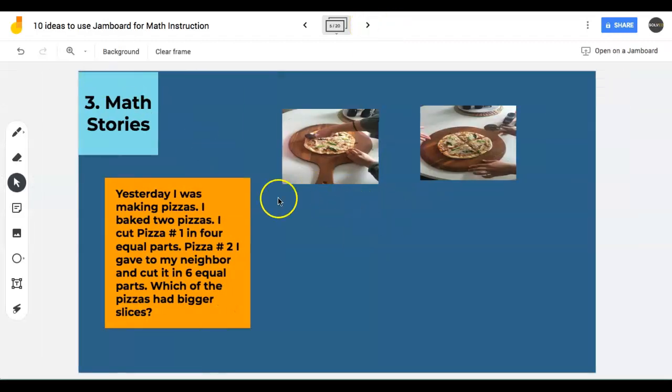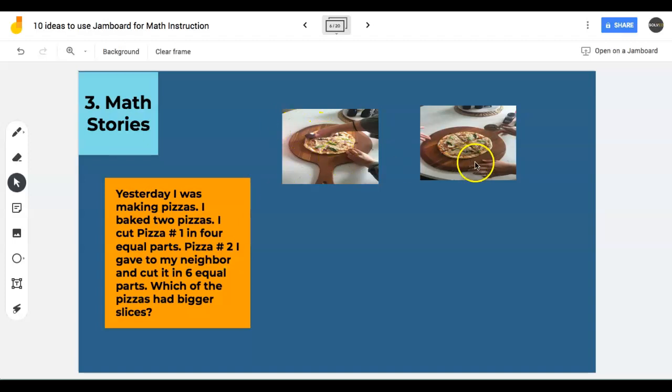Number 3, math stories. Math stories is a great way for you to engage your students in problem solving. It involves you taking something that happens in your everyday life, making it a story, creating a problem within the story, and having the students help you solve that problem. For example, yesterday I was making pizzas. I baked 2 pizzas. I cut pizza number 1 in 4 equal parts, and I cut pizza number 2, and I gave it to my neighbor, in 6 equal parts. Which of the pizzas have bigger slices? I wanted to know that.